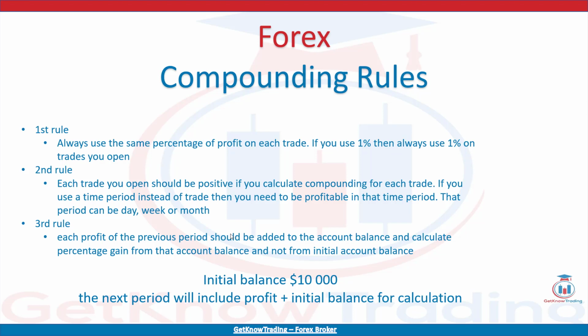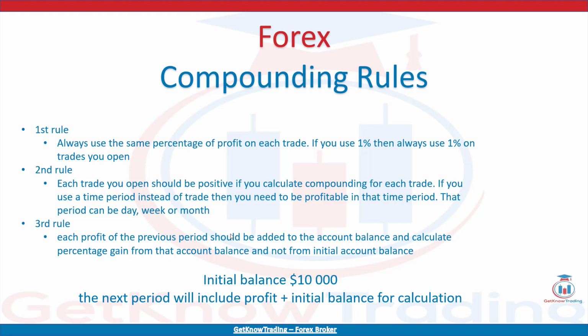First rule is always use the same percentage of profit on each trade. If you use 1%, then always use 1% on trades you open. Second rule is each trade you open should be positive if you calculate compounding for each trade. If you use a time period instead of trade, then you need to be profitable in that time period. That period can be a day, week or month.